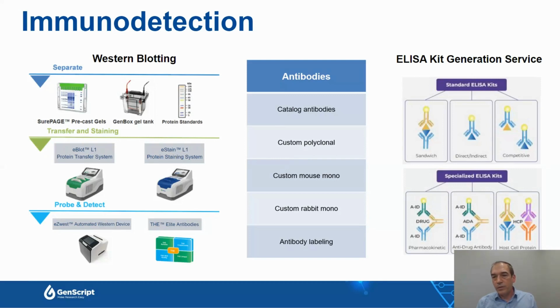In addition to the antibodies, we can do antibody kit development. So we can develop various sandwich ELISAs, competitive ELISAs, and so on. We can develop anti-drug antibody ELISAs. We can develop a custom HCP kit for your specific expression system and for your specific expression workflow.